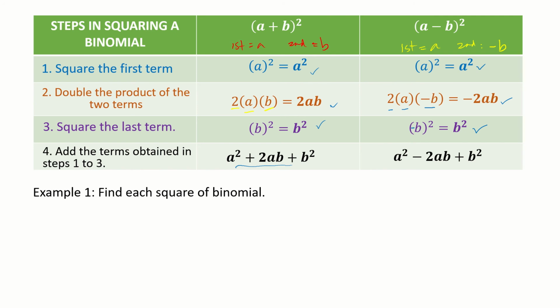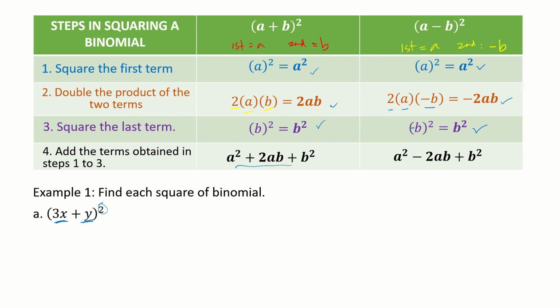Let's try to apply it in a certain example. Find each square of a binomial. Let's say the square of 3x plus y. It's a binomial, because there are two terms, and it is being raised to a power of 2, the entire binomial. So it fits the special product, the square of a binomial. Our first term here is 3x. Our second term, our last term, is y.